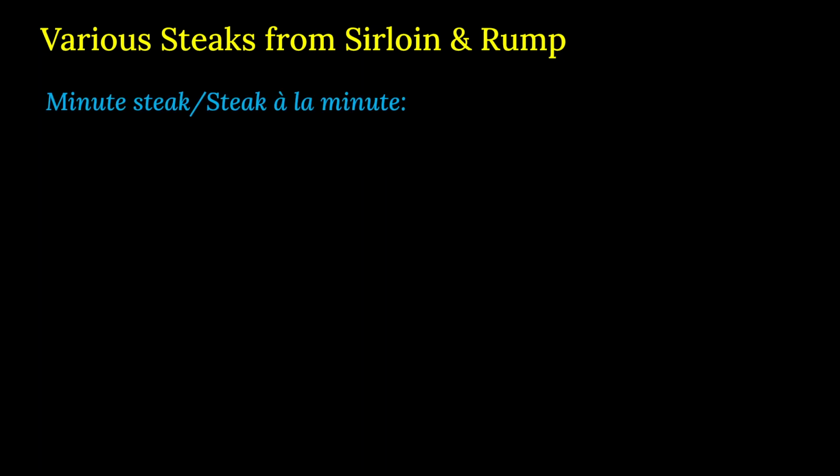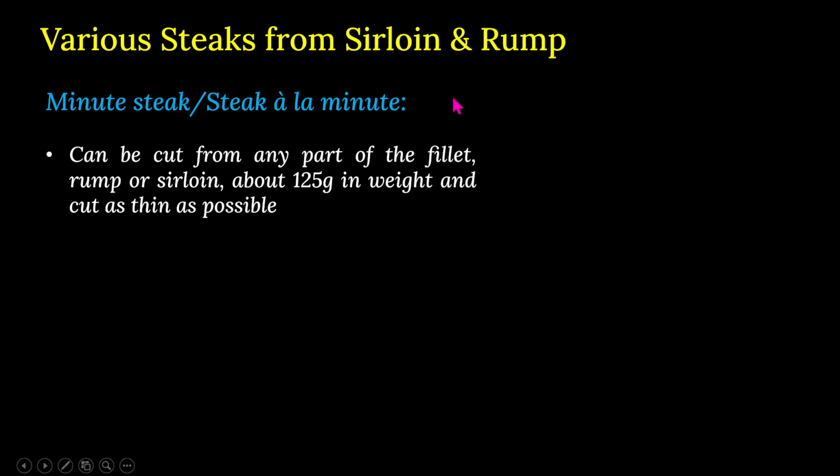Fine. Now we get another steak which is known as the minute steak or steak a la minute. Now you can see that it can be cut from any part of the fillet. So from the fillet you can cut a minute steak, and we can also use rump or sirloin. So it has no specific area from which we get the minute steak. We can get it from the fillet, from rump, or from sirloin. Weight is around 125 grams and it is cut as thin as possible.